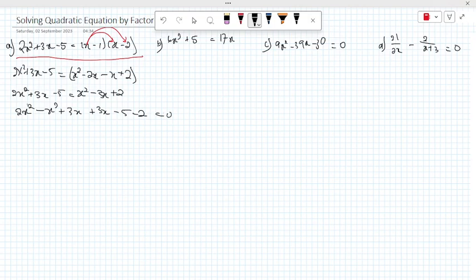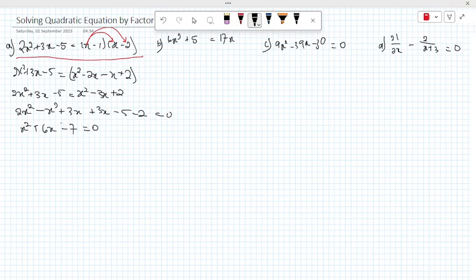So simplifying, minus 2x squared minus x squared is going to be x squared. 3 plus 3 is going to be 6x, and then minus 5 minus 2, that's going to be what? Minus 7, right? We're not yet done, but we're getting to the answer slowly but surely. So what do you do now?